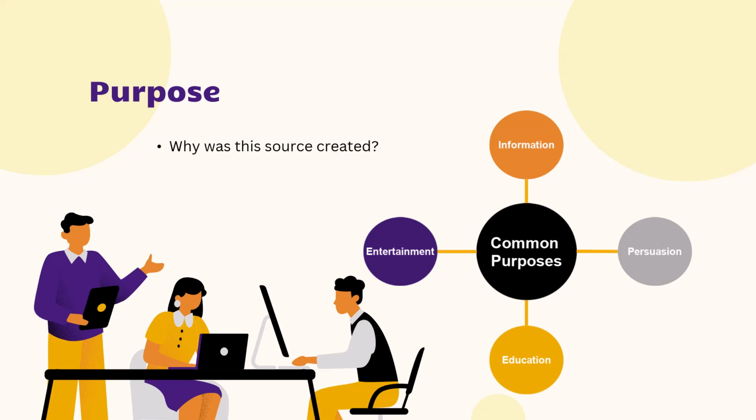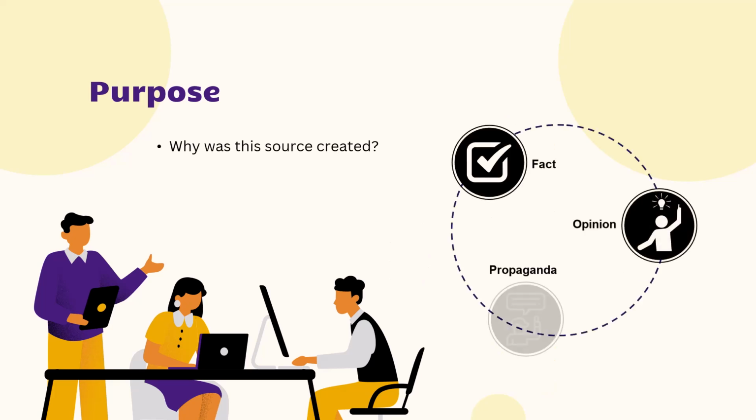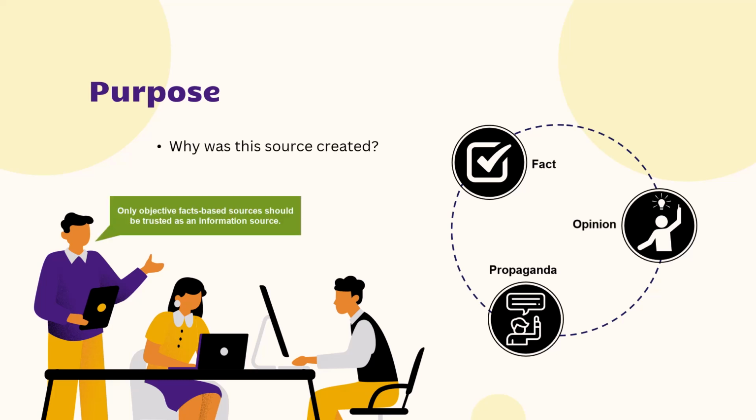If a source's purpose is to educate, inform, or persuade, it's important to determine if the information that is presented is fact, opinion, or propaganda. While opinion and propaganda may be relevant or interesting, only objective, fact-based sources should be trusted as an information source.